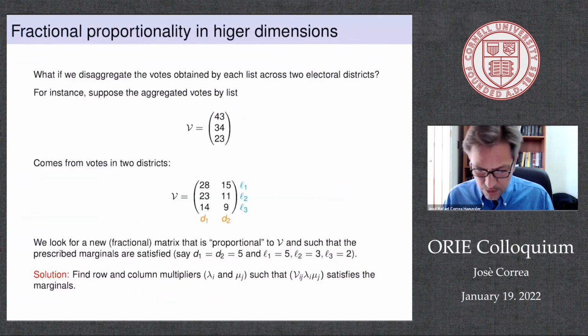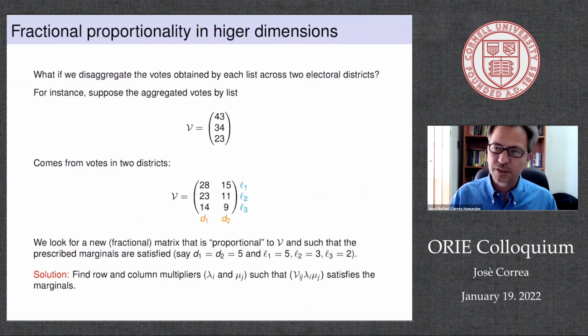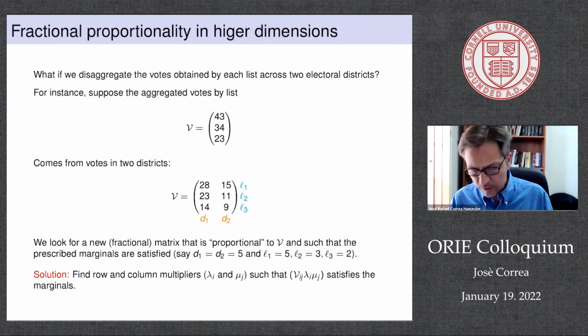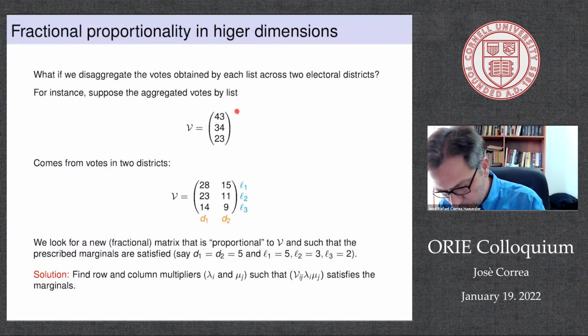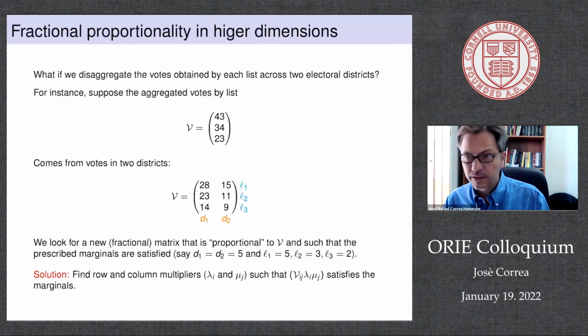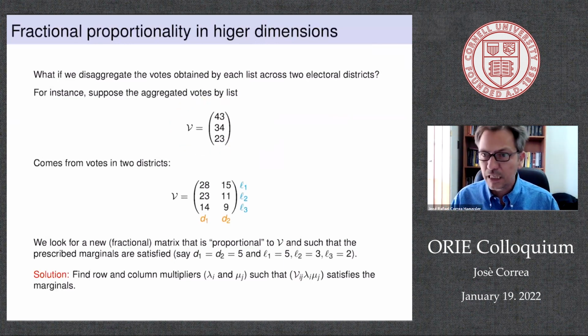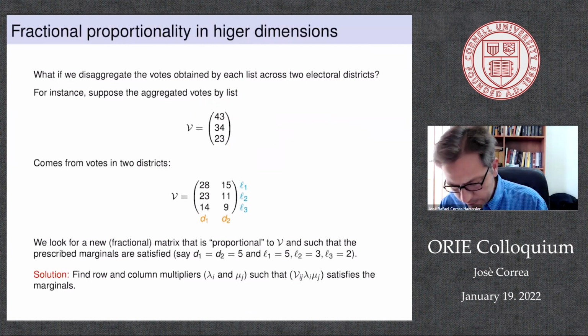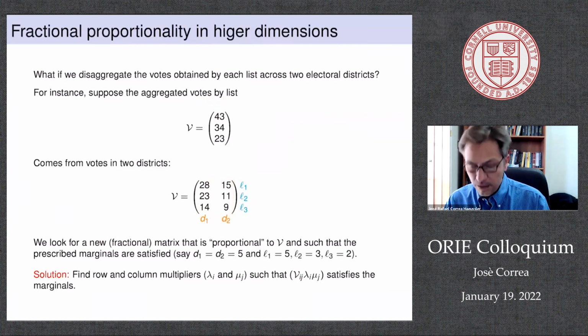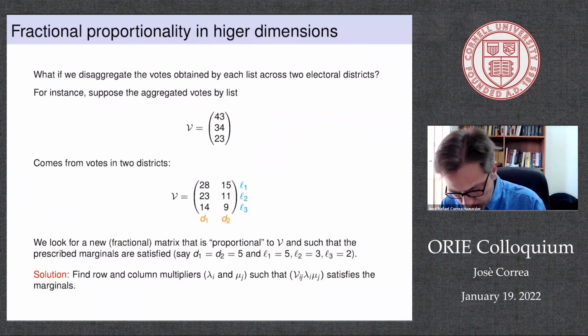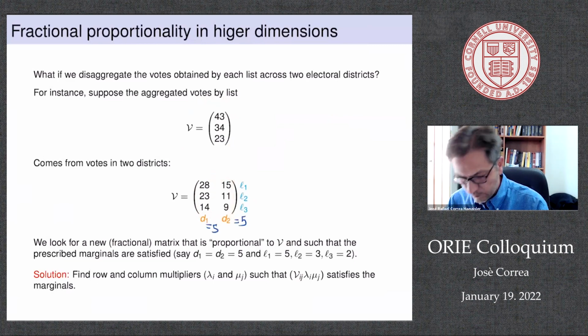Cool. So now what about in 2 dimensions? Now the situation is not so obvious, I think, even fractionally. So suppose now that my vote vector is actually an aggregate vote vector, and it was coming from 2 districts. So in district 1, we had 28, 23, 14 votes, and in district 2, we had 15, 11, and 9, and each district needs to get 5 seats.